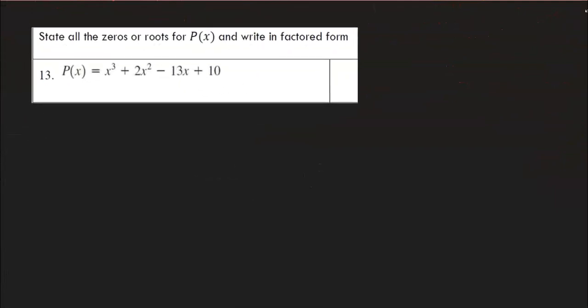State all the zeros or roots of P of x and write in factored form. Okay? So let's do p over q, which is still going to be plus or minus 1, plus or minus 2, plus or minus 5, plus or minus 10. Those are the factors of 10. Factors of 1 is going to be just the denominator, which is plus or minus 1. So I'm going to set this up. Let's try 1.